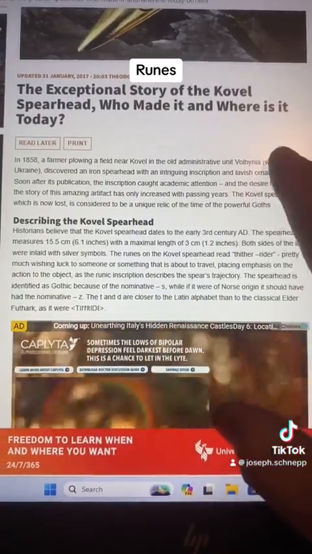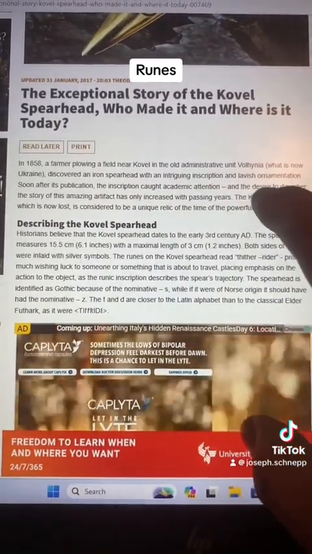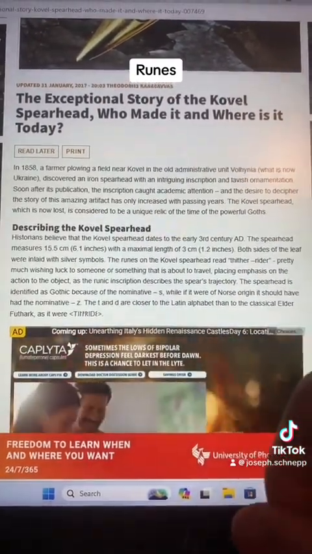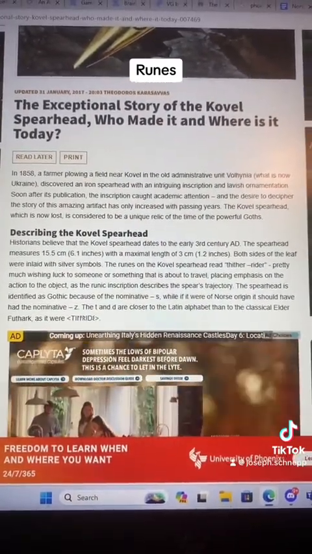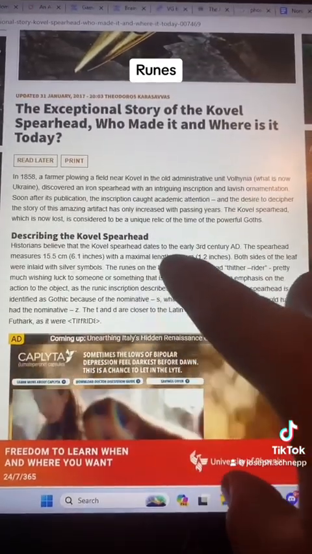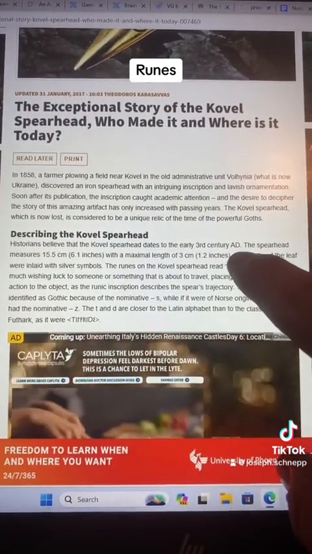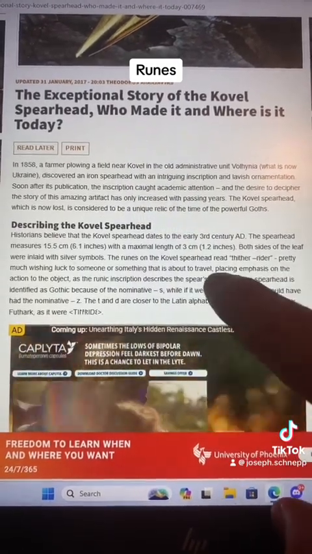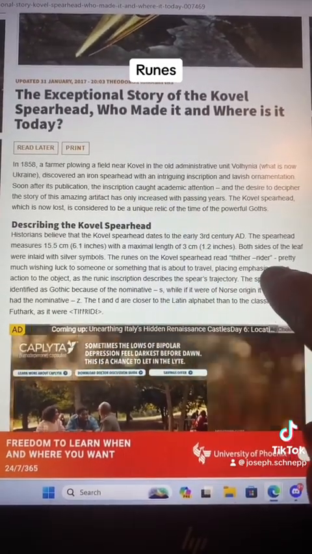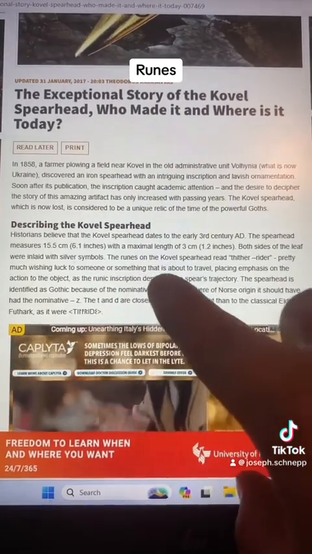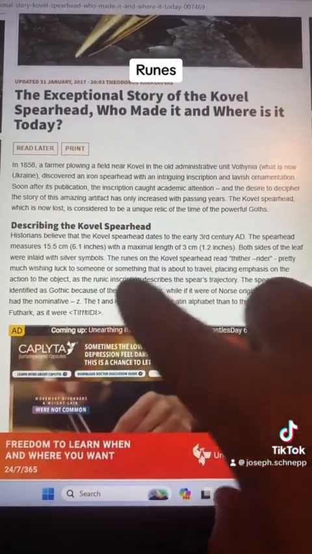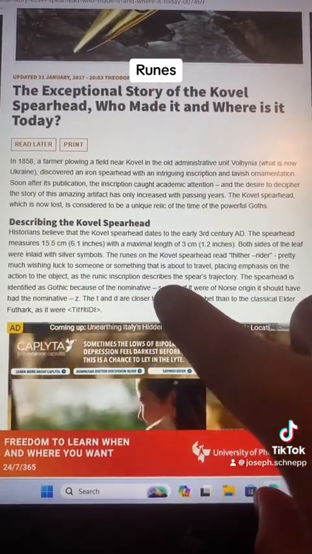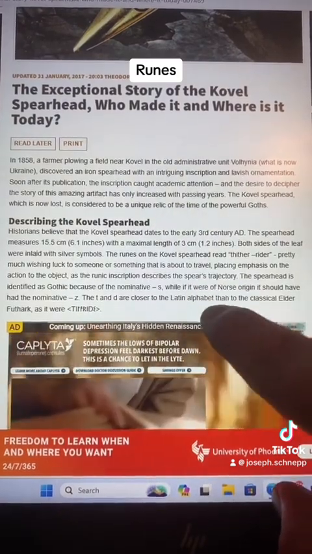You can see what it says right there: 1858, farmer plowing, found it near Ukraine, and dates to the early 3rd century, 200 AD. The spearhead reads "Thither Rider," wishing luck to something that is about to travel, placing emphasis on the action of the object. And it describes the spear's trajectory.